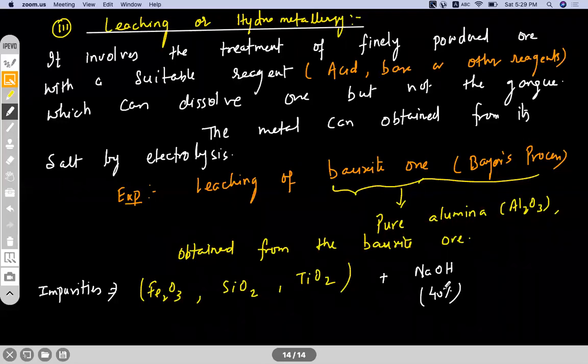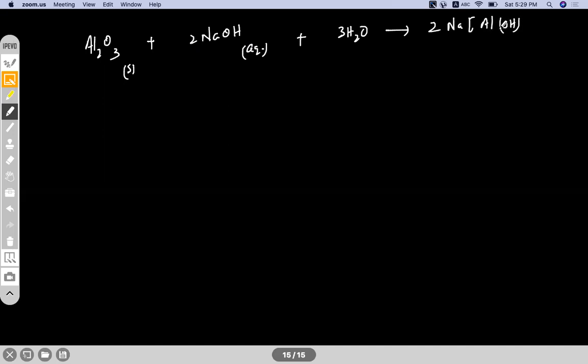Right. So first of all, I'll write down the reaction here. We have Al2O3, the bauxite ore, and all those impurities present. When you add this NaOH solution, this is solid, this is aqueous, and obviously water we have here. So it converts into 2Na[Al(OH)4] aqueous. This is the product we get, right? This is sodium meta-aluminate.